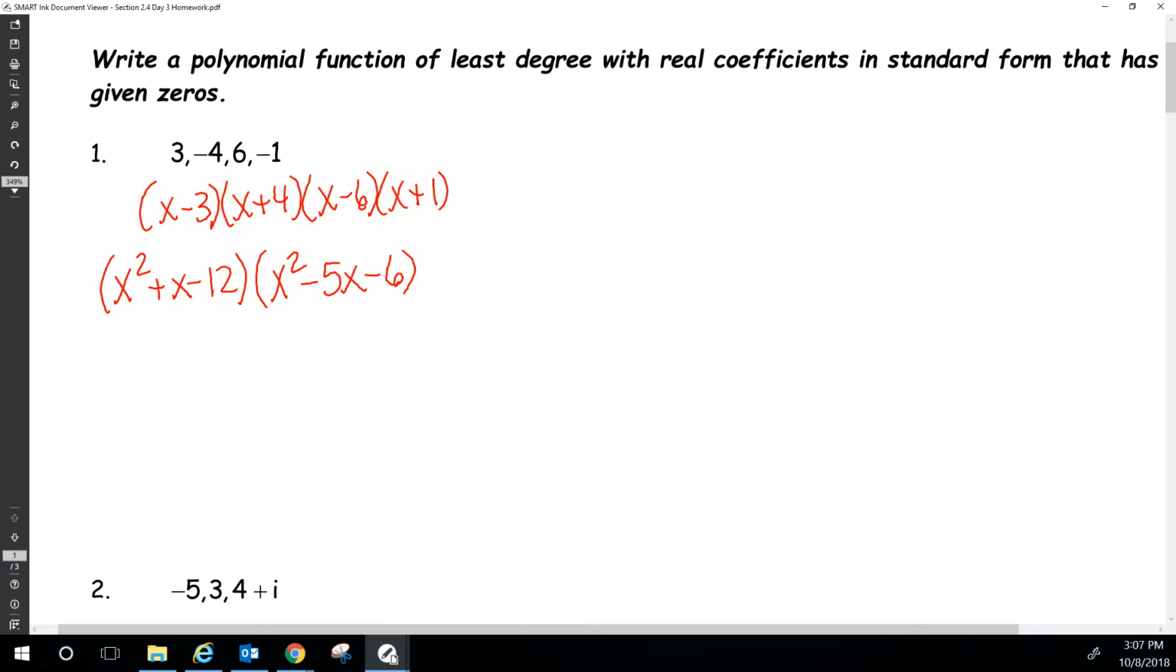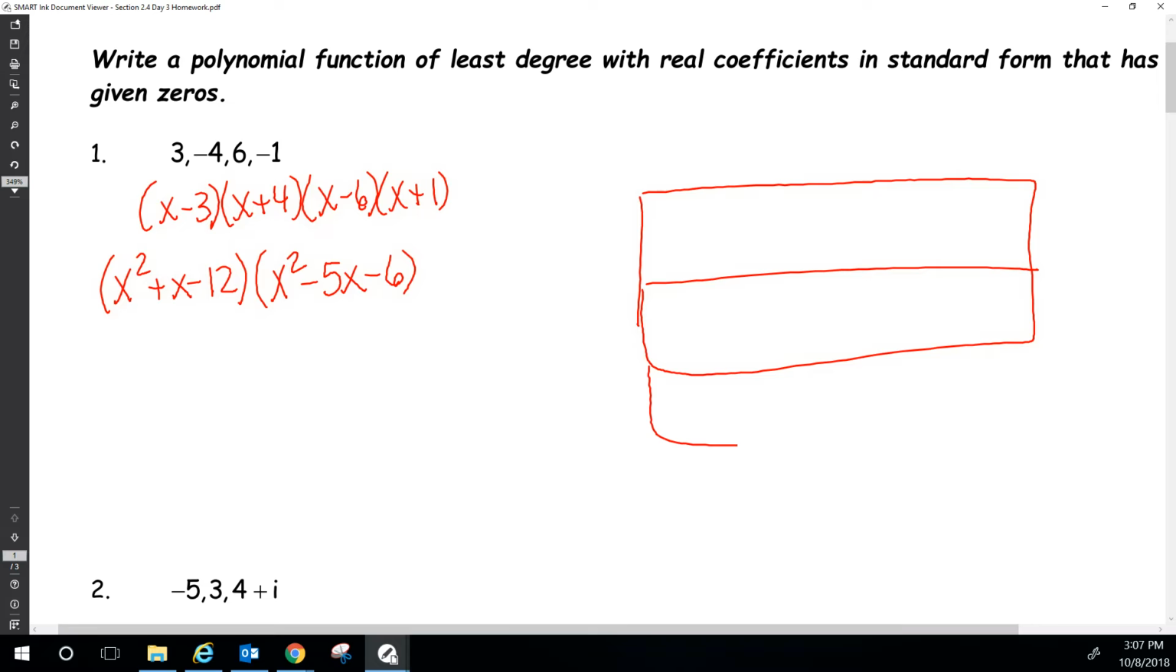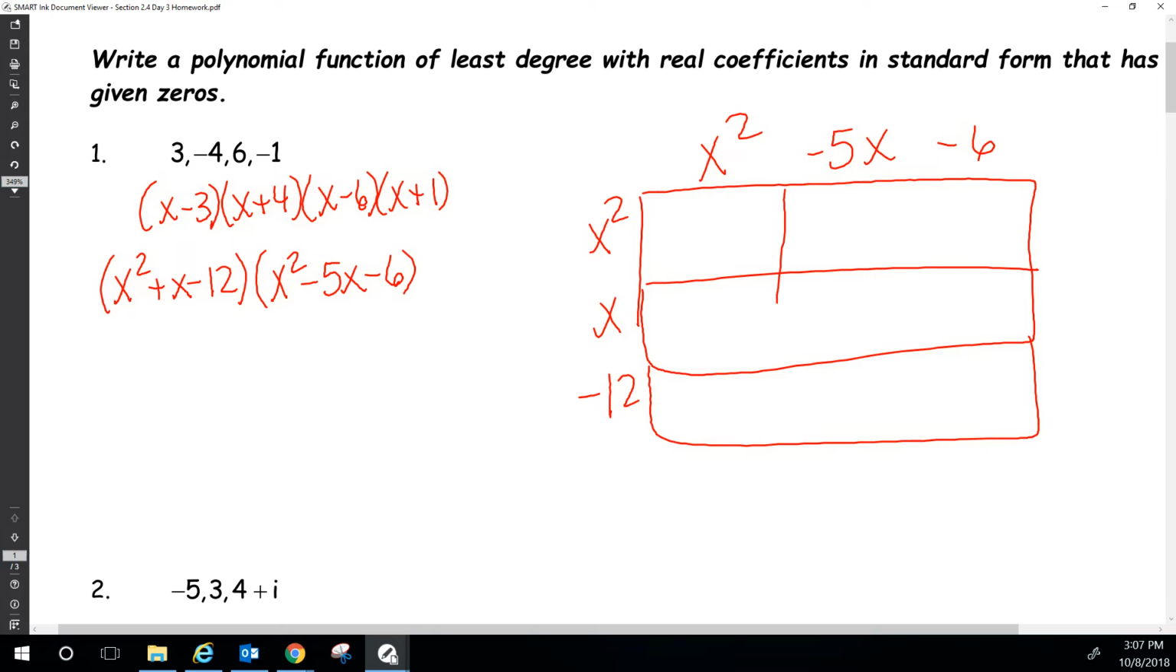We're going to use a little table here like you did with Coach Otten last year. Multiply these guys out, maybe I'll leave it like this. I've got x squared plus x minus 12 times x squared minus 5x minus 6. So let's multiply these guys out. X squared times x squared would be x to the 4. X squared times negative 5x is negative 5x cubed. X squared times negative 6 is negative 6x squared.